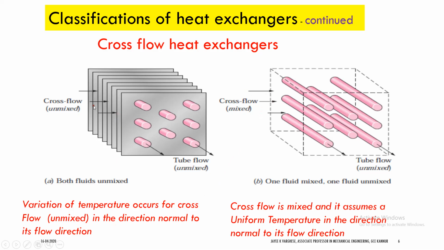So in this case we can say that for the cross flow the temperature of the fluid at different passages will be different, because they will be exchanging heat with two fluids of different temperatures, as the two fluid temperatures will be varying as they flow along their flow direction. Here in this case, since there are no separate passages, the cross flow fluid will be almost mixed and there is a uniformity of temperature of the cross flow in the direction perpendicular to its own flow direction. Okay, I hope you understood this.